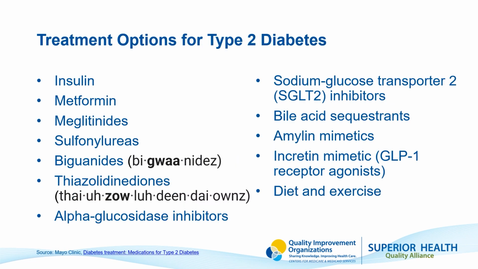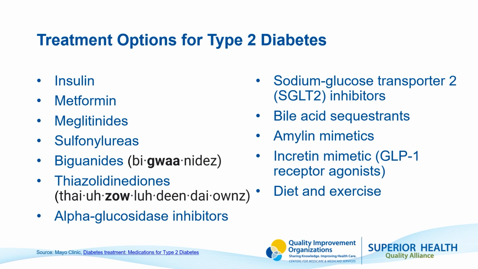There are many medications available, and they all work differently. Here are some examples. Insulin. Some medications help produce insulin or increase insulin production. Metformin is a common medication used to manage blood sugar levels.